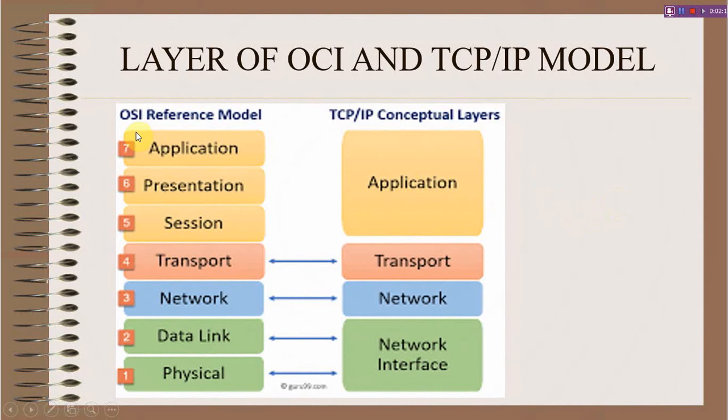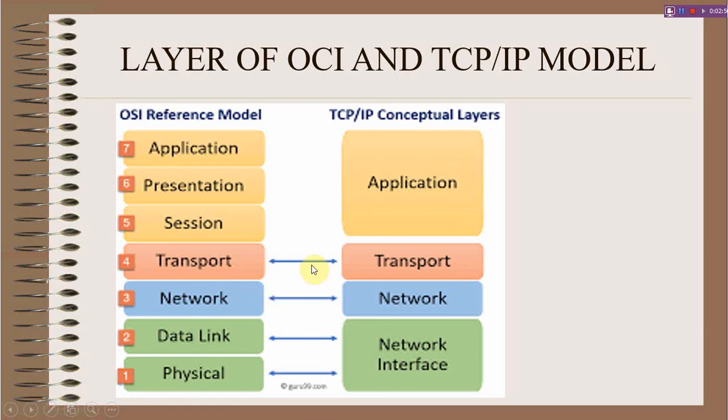As we know, the OSI reference model has 7 layers: application layer, presentation layer, session layer, transport layer, network layer, data link layer, and physical layer. The upper 3 layers, the application, presentation, and session, are combined as the application layer in TCP/IP. Means in the application layer, all the functionality of these 3 layers is performed in the TCP/IP model.